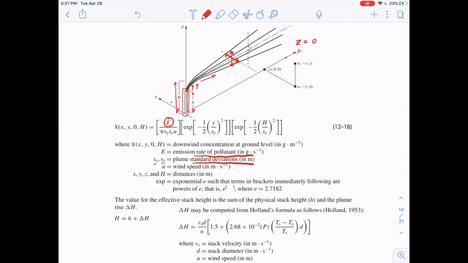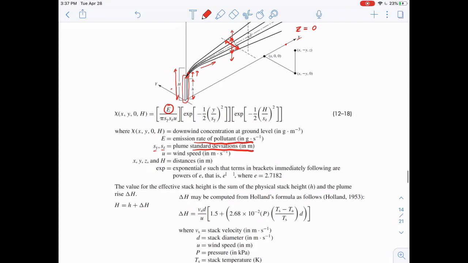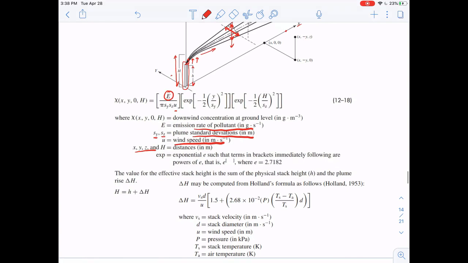And also, if there's no inversion, let's say the air is not stable, or it's under the unstable condition, then the dispersion will also become larger. Okay, so we can find out these standard deviation values based on the stability of the atmosphere. So it also involves the wind speed, right? And the x, y, z just means the locations, okay? And since we know these parameters, we can just plug them in and calculate with these exponentials.